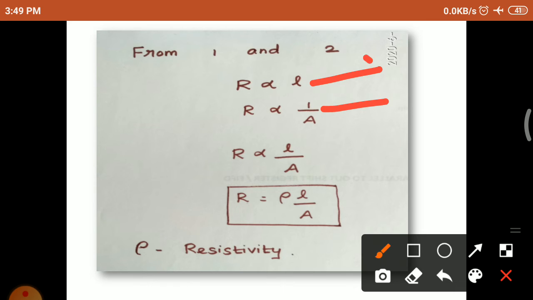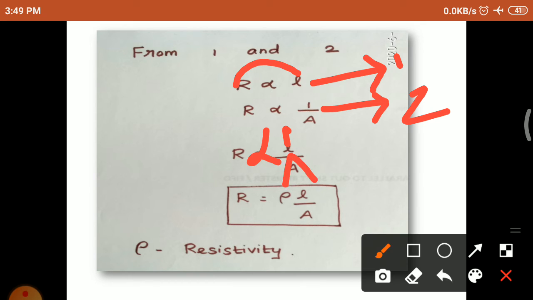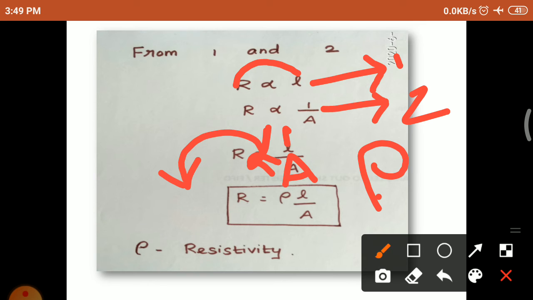This is equation number 2. So in the first equation, R is directly proportional to L. In the second equation, R is inversely proportional to A. Here I removed the proportionality, so I add some constant. That constant is called rho. That means that is resistivity.